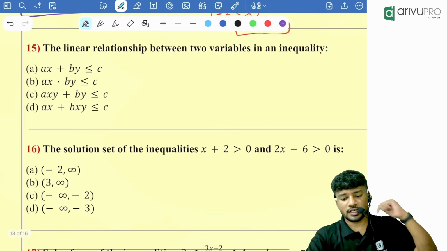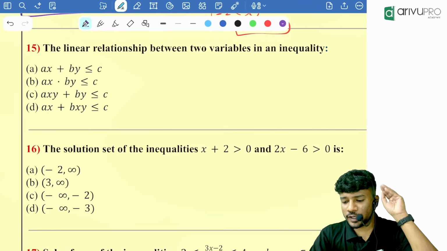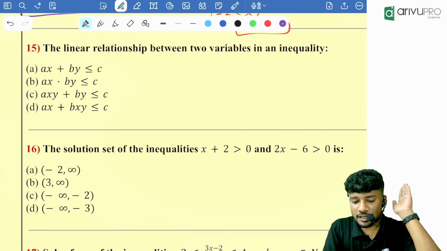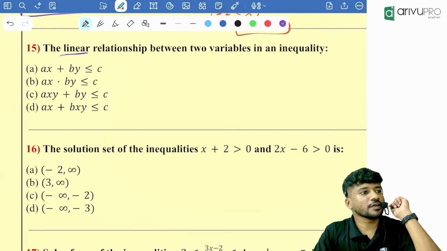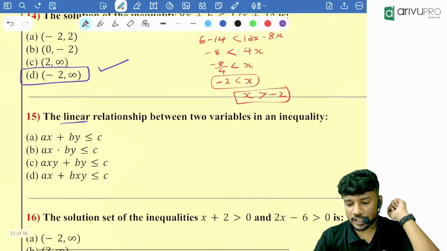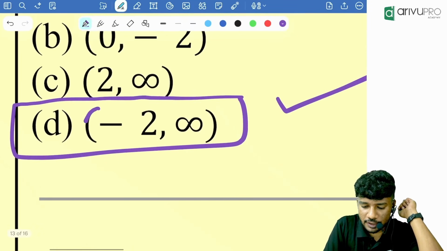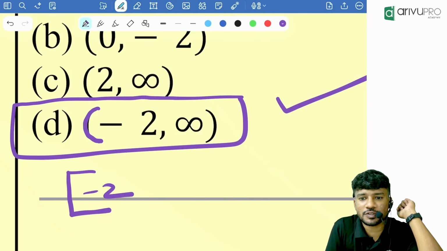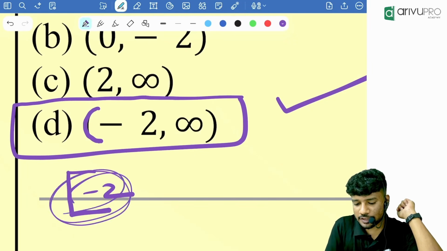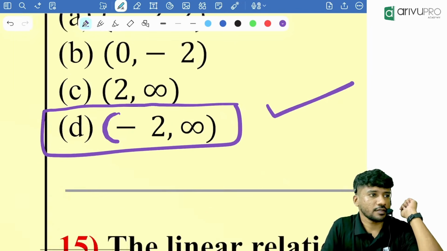Yes. Look here. Which of the following is a linear inequality? Linear relationship. What did I tell you yesterday? Minus 2 is not included. Correct. That's why it is given as an open bracket. You would have studied in school. If it was a closed bracket, minus 2 is also included. Here it is what? Open bracket.